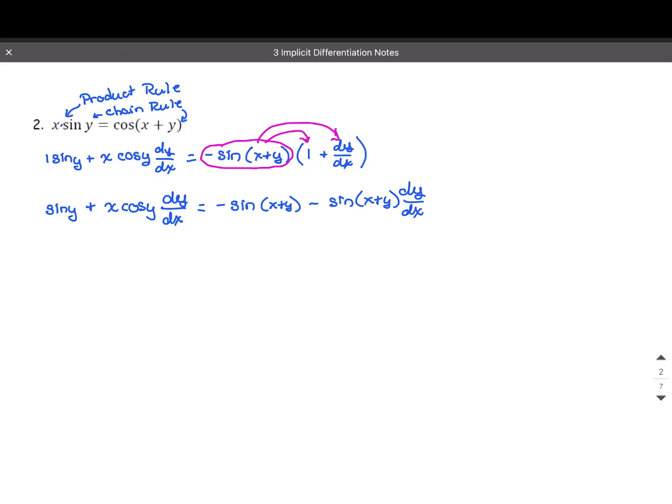Now we're going to take everything with a dy/dx and move it to the left, and it doesn't matter which side.